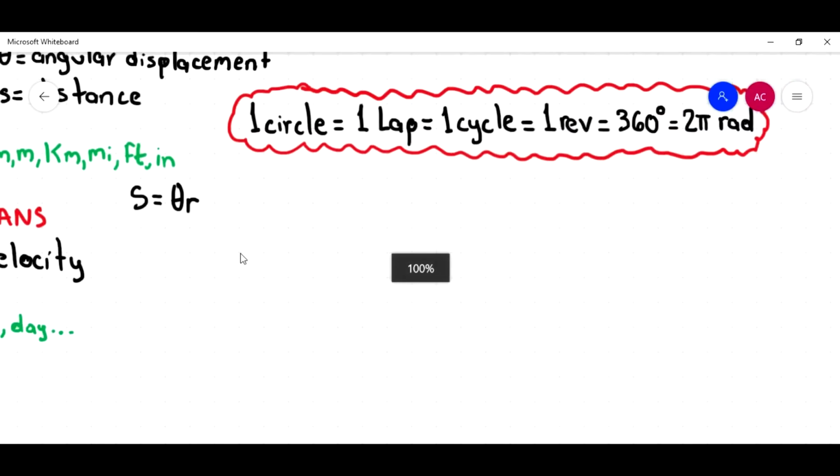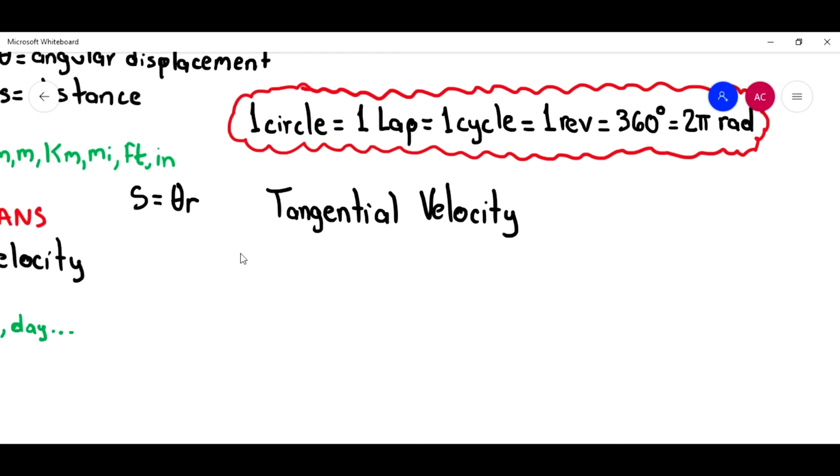So tangential velocity, I'm going to write it over here. Tangential velocity. If you want to call it, this is linear velocity, the velocity in a line. So tangential velocity, we can define it like this. And before I write the equation, it is important to mention that this tangential velocity must be perpendicular to the radius. This is very important. This symbol over here means perpendicular, and remember that perpendicular means 90 degrees.